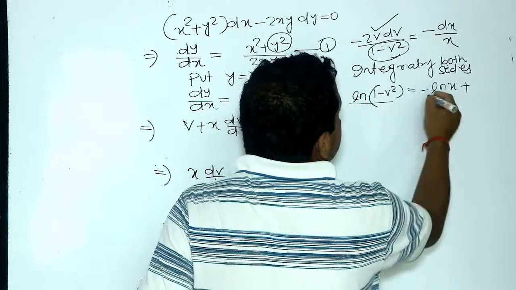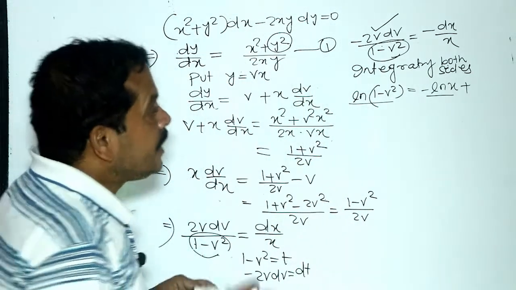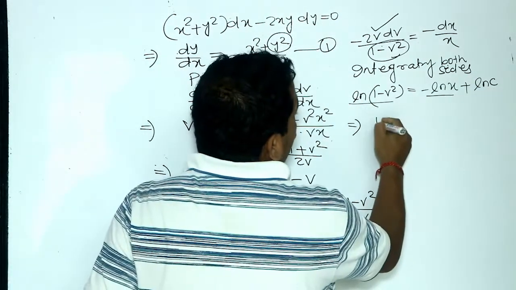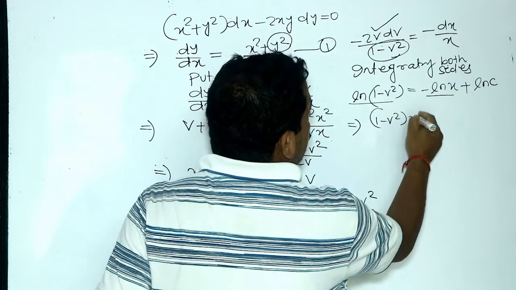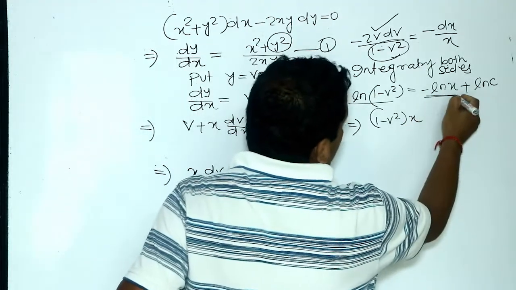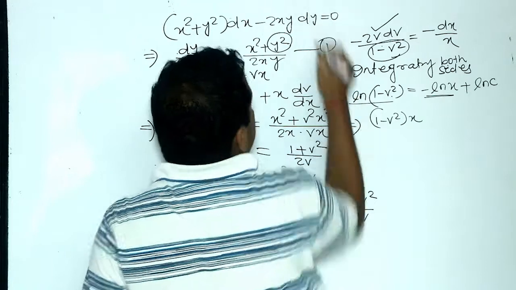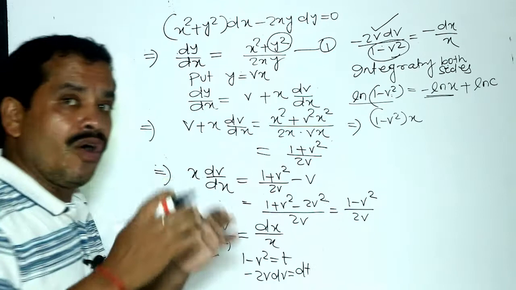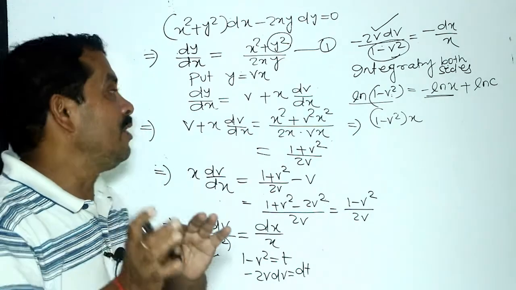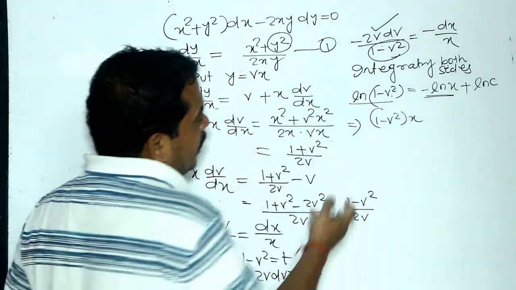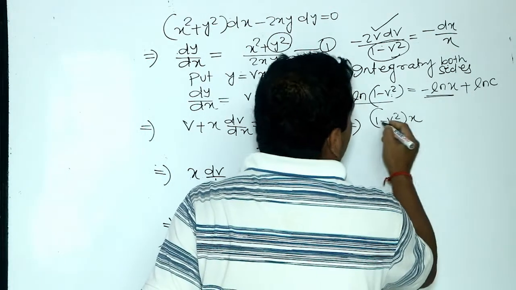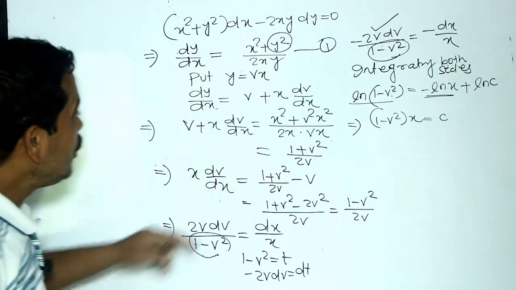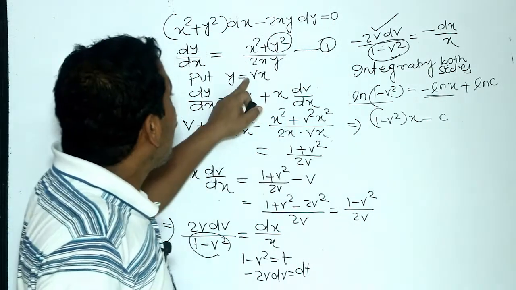If both integrations are associated with logarithm, then you take the constant as log c. Then which will become 1 minus v square into x. If we take minus log x to the left hand side, the left hand side becomes log 1 minus v square plus log x. That will be log a plus log b, that is log ab. Then deleting logarithm on both sides, we have 1 minus v square into x is equal to c.